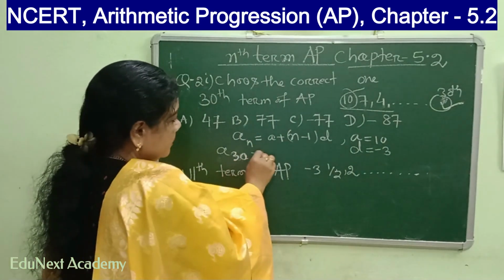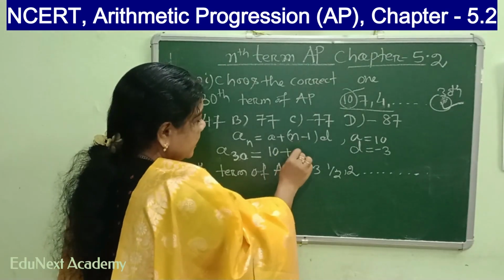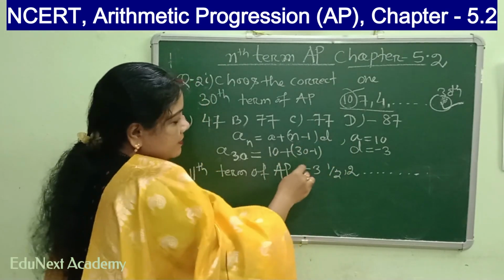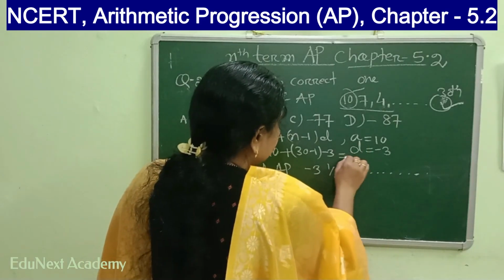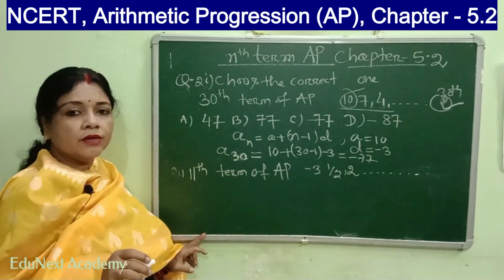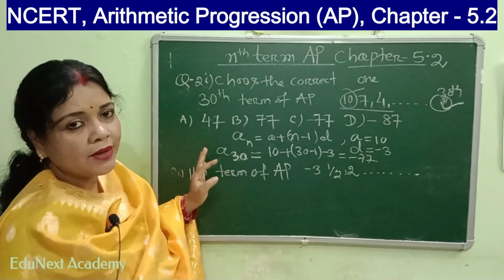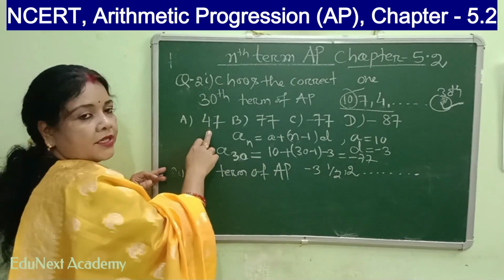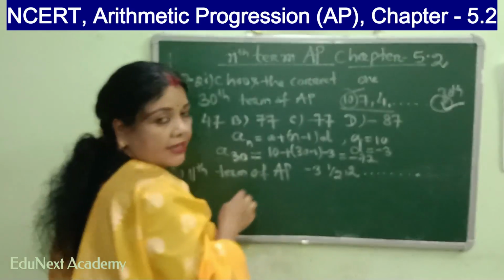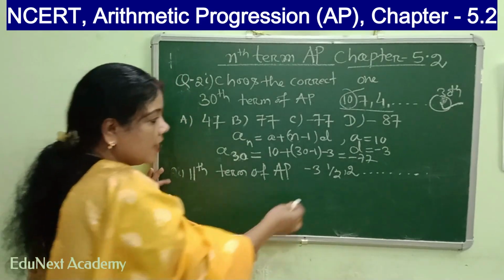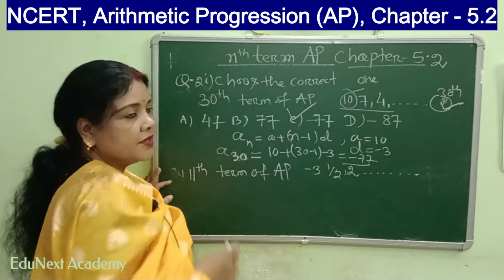So we have to put in the formula. Here a is 10 because the first term is 10, plus n is 30, so (30 - 1) into d, which is minus 3. After solving, we get the 30th term of the sequence as minus 77. Here four choices are given, A, B, C, D, and you have to choose the correct one. A is 47, which is not equal to 77. B is 77, no. C is minus 77 and D is minus 87. So our answer matches option C. Option C is our right answer.